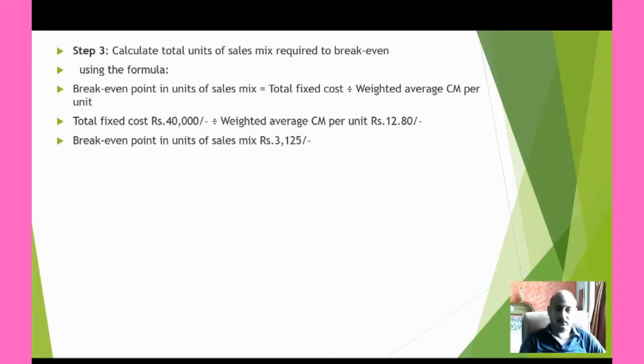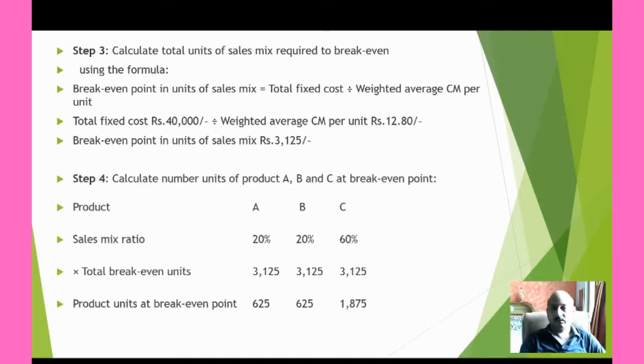In step 4, calculate the number of units of product A, B, and C at break even point. Product A sales mix ratio is 20%, for product B 20%, and for product C 60%. So we calculate the product units at break even point. 20% of 3125 is 625 for product A and product B, and for product C, 60% of 3125 is 1875.